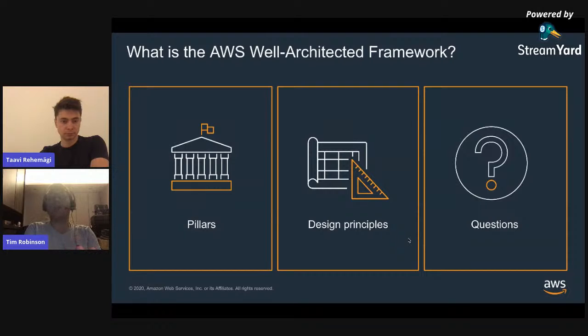From the left and going right, we have pillars, we have design principles, and we have questions. Our pillars are really what we see as the cornerstone of architecture, and really the vertical segregation that we would apply to really any workload out there, regardless of whether it's serverless, perhaps an EC2 environment, big data, whichever it is, we still have the same pillar alignment. And I'll talk about the pillars in the next slide.